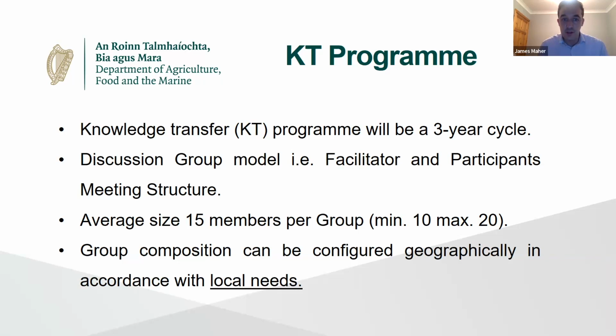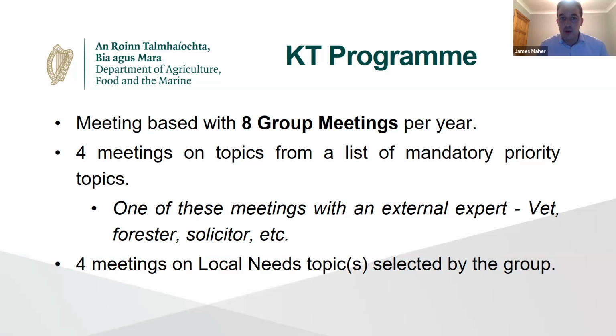In terms of the composition then of the group, the terms and conditions have a minimum of 10 participants per knowledge transfer group and a maximum of 20. And the group composition can be configured geographically in accordance with local needs. Next slide, please, James. So as I said, it's a meeting-based program, and it will involve 8 group meetings each year of the 3-year scheme.